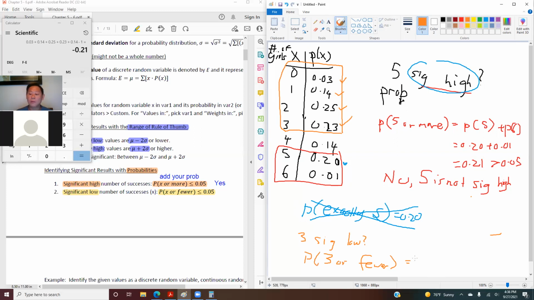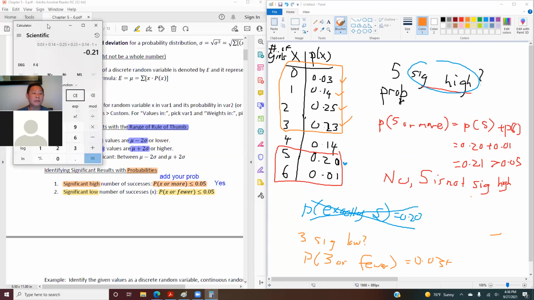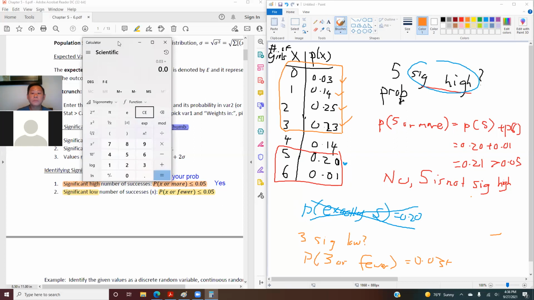So that will be 0.03. You have to add all of these, 0.04. If you add all these probabilities, 0.25 and 0.23, this comes out to be 0.65. And this probability is more than 0.05. So in this case, is 3 significantly low? Your answer will be no, because 0.65 is more than 5%, so it is not significantly low.